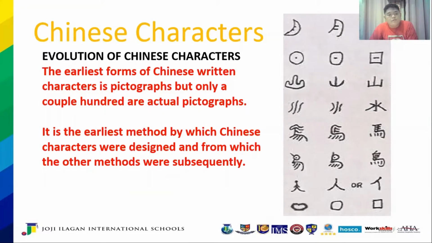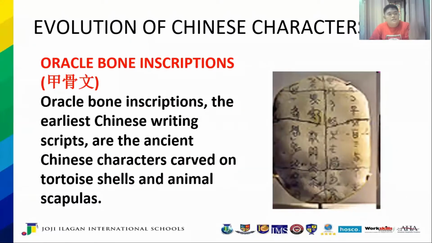So Chinese characters have evolved from pictures of concepts or phenomena into a written form, a so-called pictograph. The earliest method by which Chinese characters were designed was pictographs, which have evolved ever since. One of the earliest forms recorded in Chinese history are the oracle bone inscriptions, or jiaguwen. The oracle bone inscriptions are Chinese characters written on tortoise shells or animal scapulas or bones, basically.